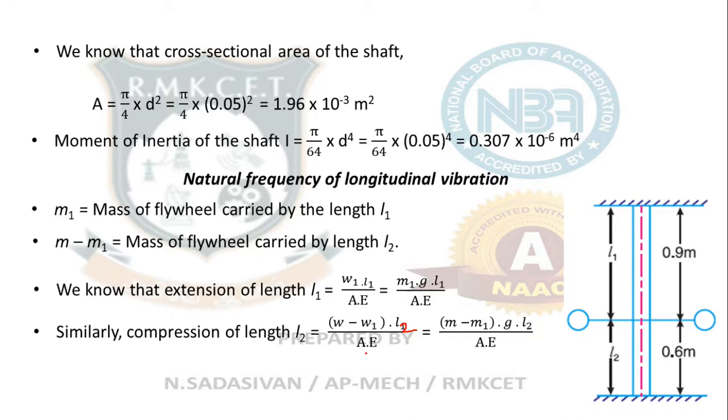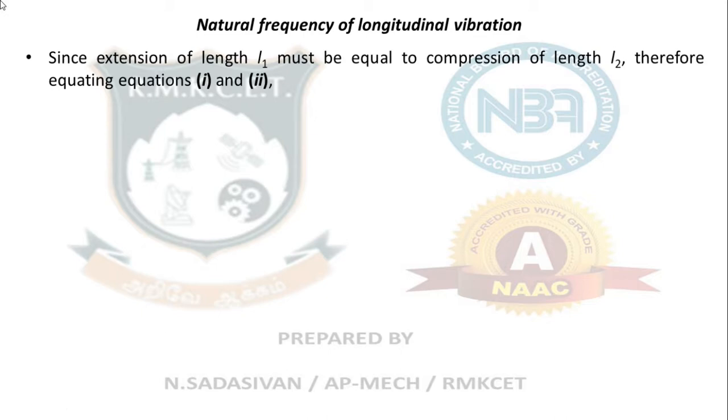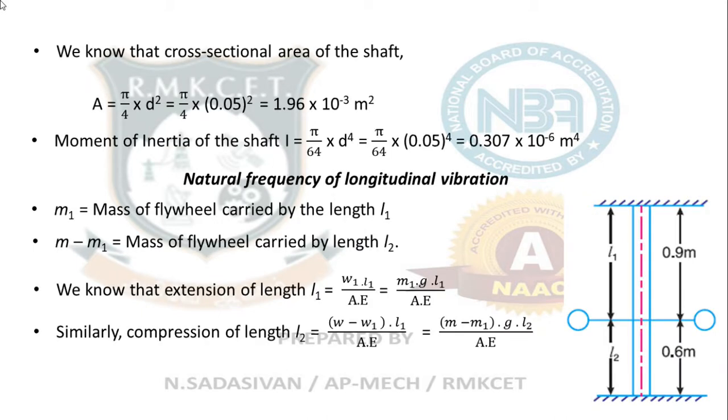This W minus W1 is written as M minus M1 into G. W is M into G, right? You take G as common outside, it becomes M minus M1 into G, L2 divided by AE. So for equilibrium, these two things must be equal to each other. Which two things? If the shaft has to stay in place, the extension should be equal to the compression. Only then the shaft can stay in equilibrium. So therefore these two are equal.